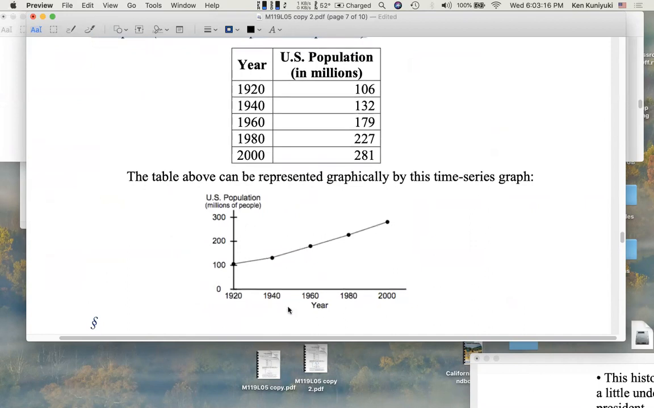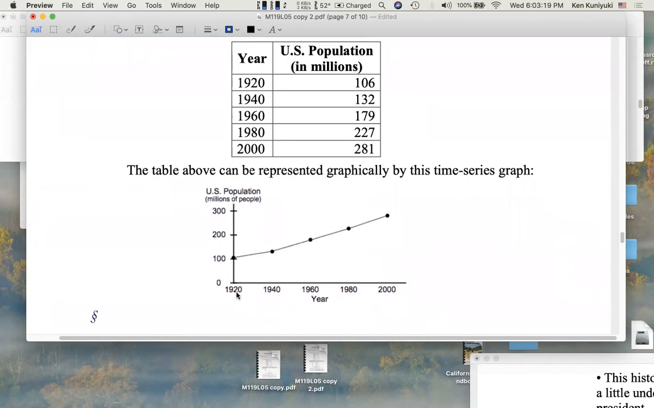On the horizontal axis, you put the year. You don't want to start with 0. Okay, so let's start with 1920. Well, there was no year 0, I guess. But anyway, US population in millions of people, starting with 0 and then 100 in millions of people, 200 and 300. If you put 2020 in here with this data point, you'll want to go to 400 as a tick number. Okay, well, again, 106 million at 1920, 132 million in 1940, 179 million in 1960, 227 million in 1980, 281 million in 2000.